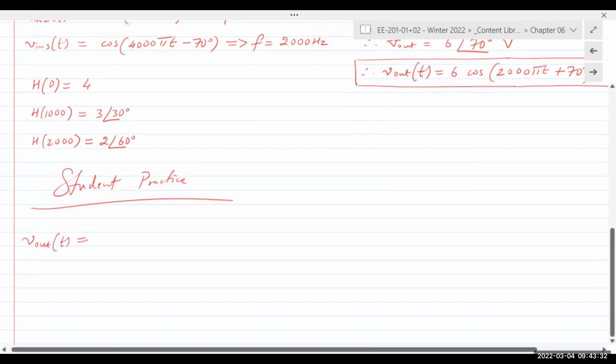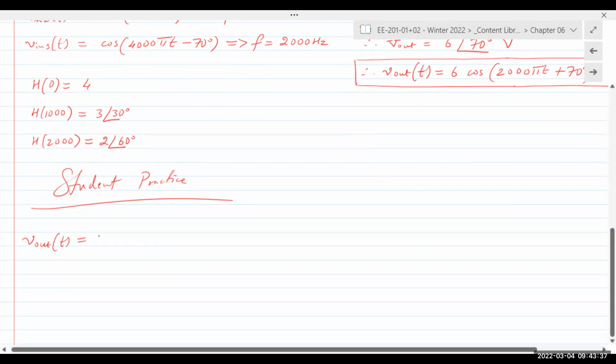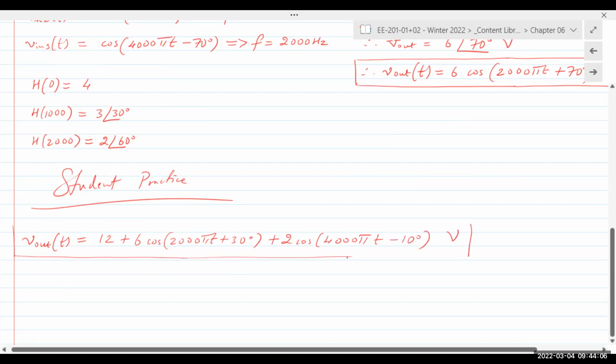V out of t should be equal to, what should it be equal to? 12 plus 6 cos of 2000 pi t plus 30 degrees plus 2 cos of 4000 pi t minus 10 degrees, and volts. That's the final answer.